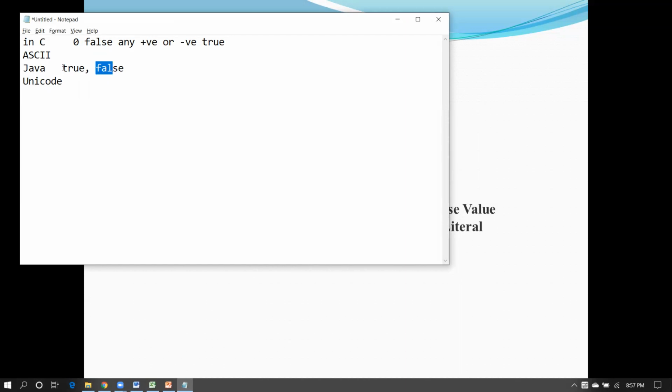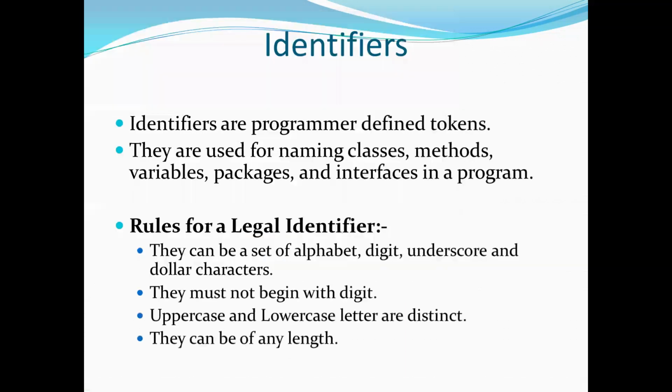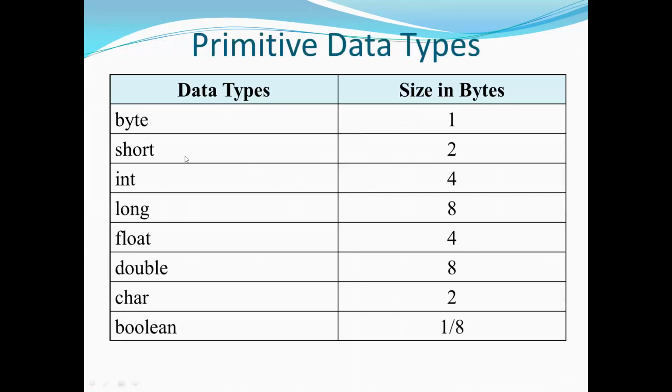As we have seen in the previous slide, these are some reserved literals, that is true and false. So true and false are reserved for the Boolean. That's why they are reserved. In the next part, we'll see why null is reserved. We'll see it in the coding part later.